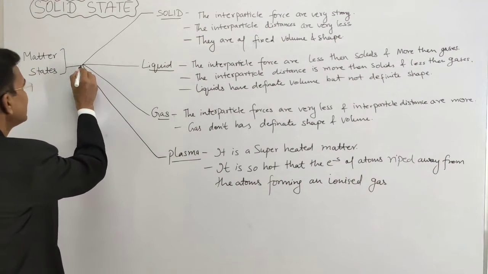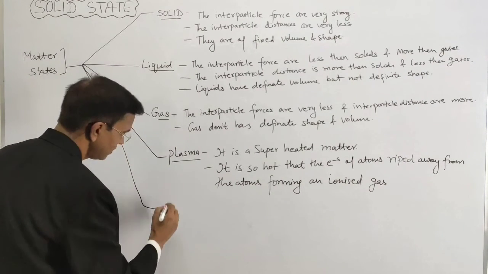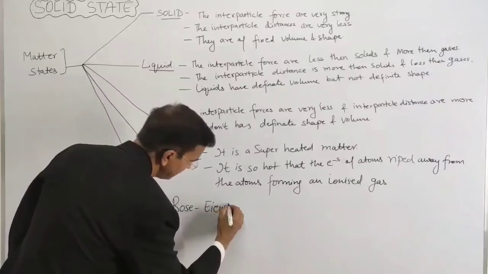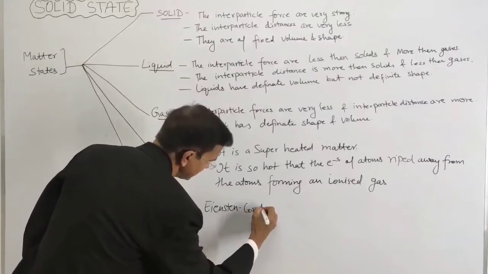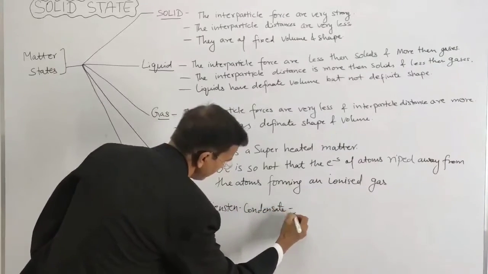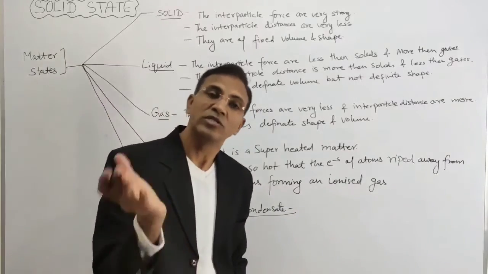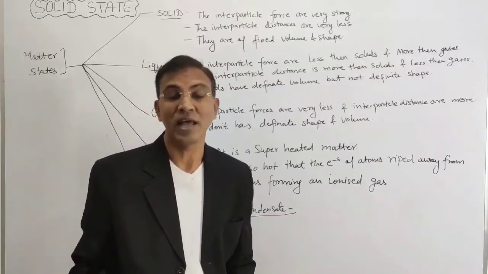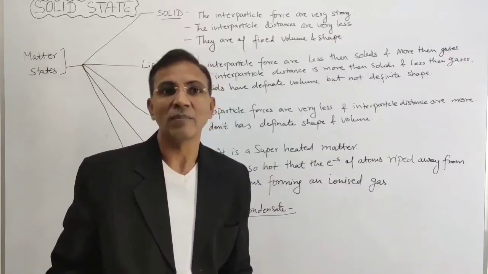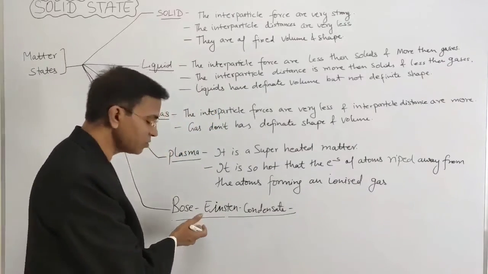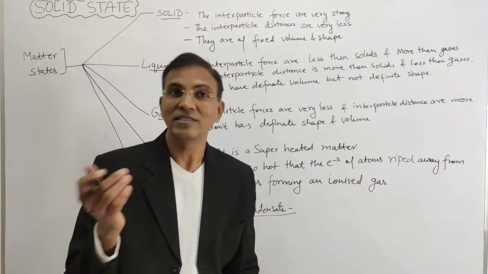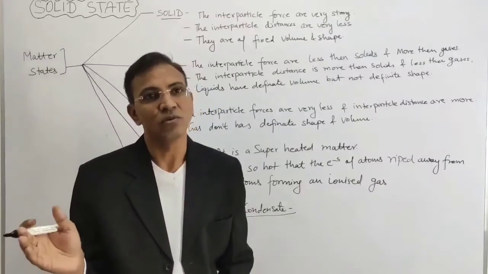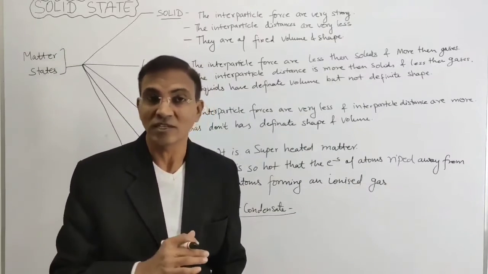Now come to the Bose-Einstein condensate. It is the group of atoms at absolute zero temperature. That means it is hypothetical. Absolute zero temperature is a hypothetical condition, but near about absolute zero temperature, the state of matter is called the Bose-Einstein condensate. At this state, it is supposed that the free energy of the atoms becomes zero, and they are hardly able to move with respect to each other.